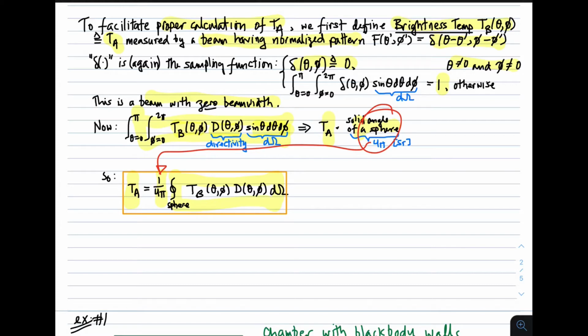So what's happening here is brightness temperature is describing the environment. In other words, how much noise is coming from a particular direction. Directivity is talking about how our antenna of interest, not the test antenna here, but the antenna of interest, is receiving that incident power. We integrate over a sphere and then we divide by 4 pi. That gives us the antenna temperature. So given brightness temperature, we can now calculate antenna temperature.